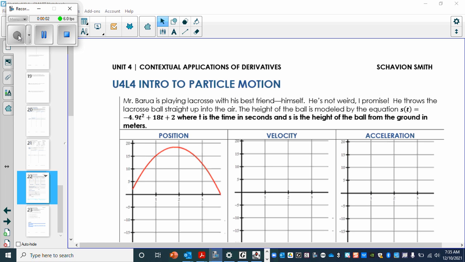Particle motion. This is going to be applicable right now while we're doing derivatives. It's also going to be applicable later on when we look at integrals. It's applicable to physics, of course, and also, interestingly enough, a lot of other fields.